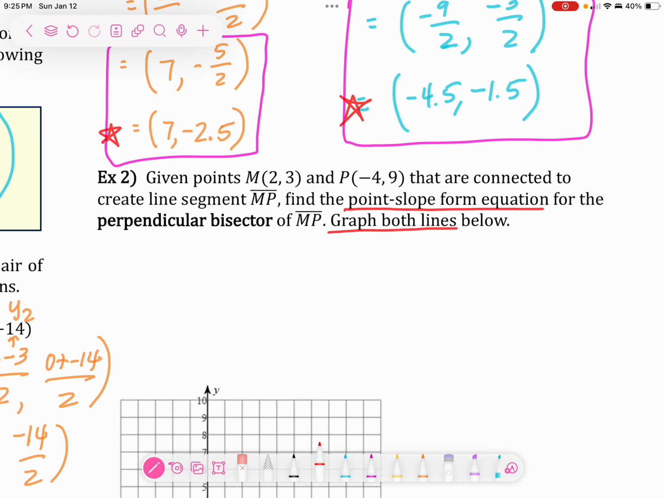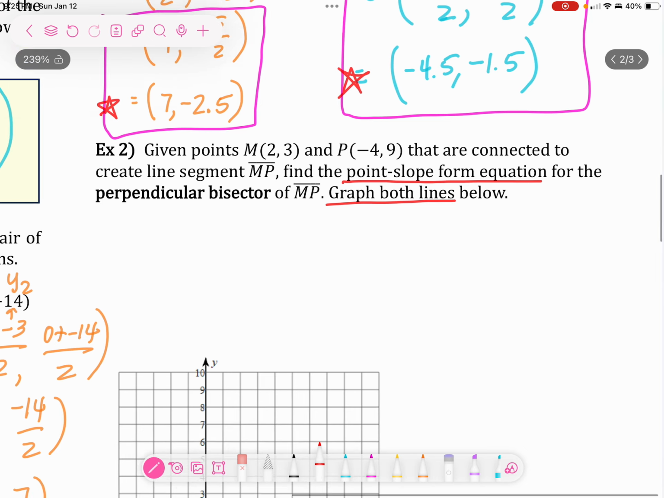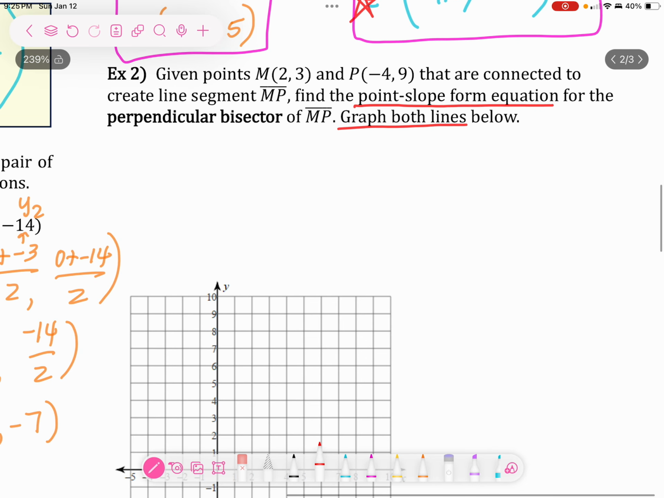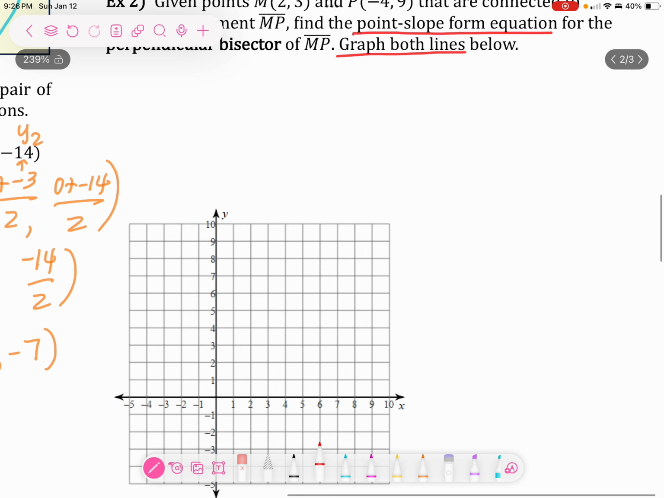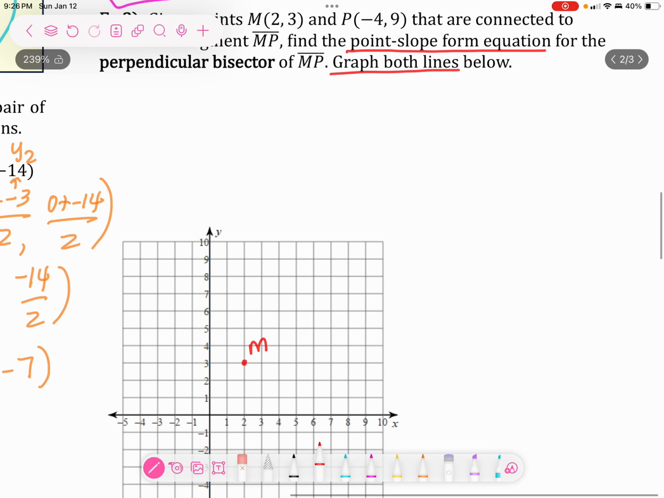So there's a couple different places you could start with this. I would say one of the probably the best places to start would be to graph M and P and connect to make that line segment so we can visually see what's happening. We already have one of the lines graphed at that point, and that I think will help us figure out where to go. So M is 2, 3, so graph that coordinate, label it M. And then P is negative 4, 9, graph that coordinate, label it P. And then use your straight edge to connect them.